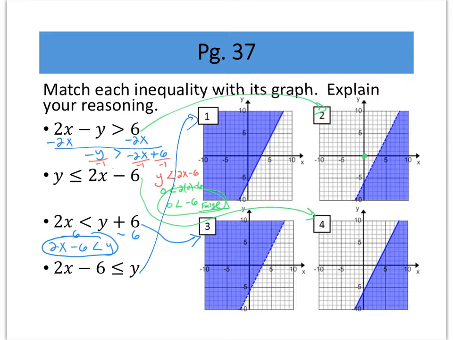So if I were to put numbers next to them, I would say the first one is 2. The second one goes to 4. The third one goes to 3. And the fourth one goes to number 1.